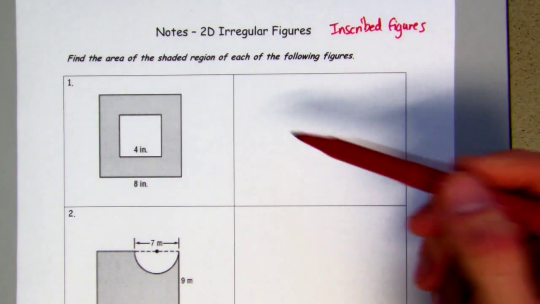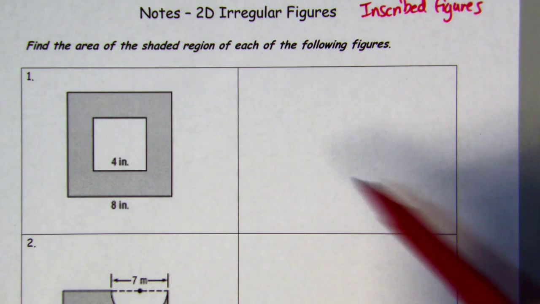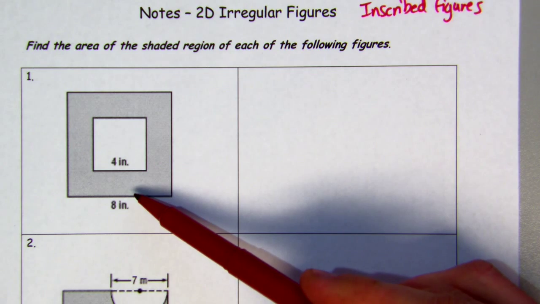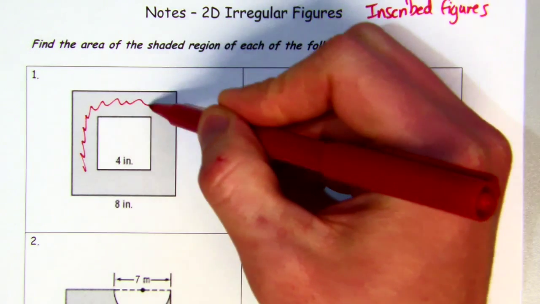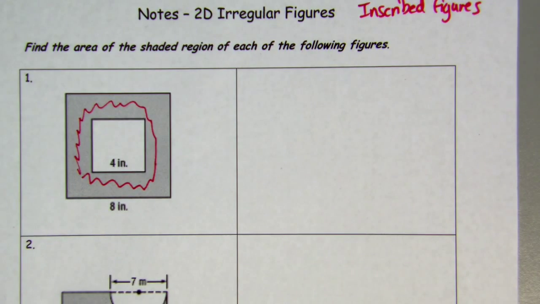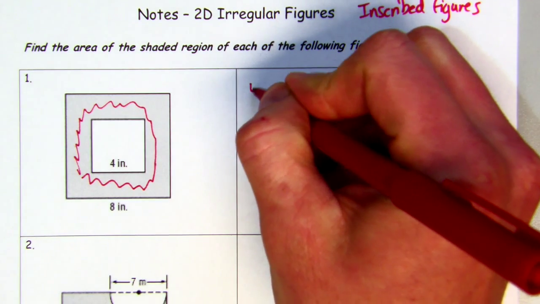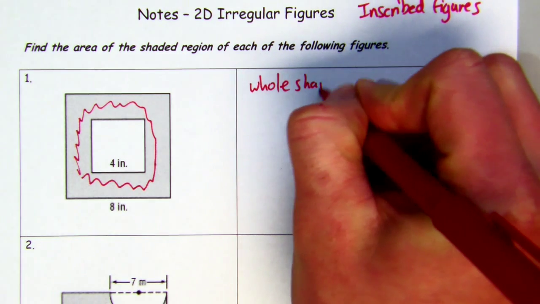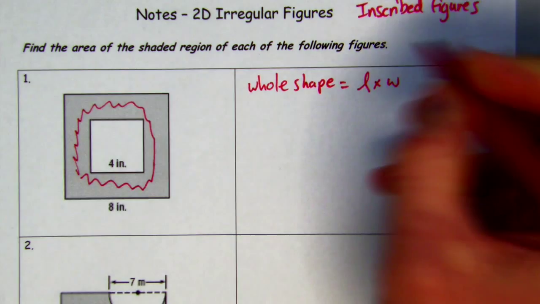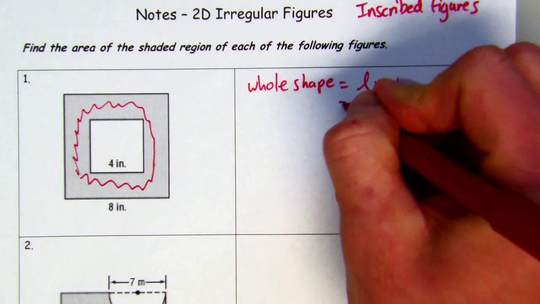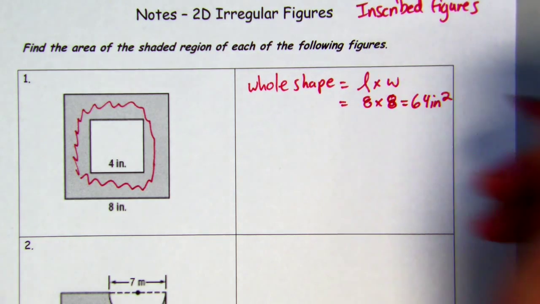Okay. So if I look at my first one here, I notice that I have two squares. The one on the inside is not shaded, the one on the outside is shaded. So it's kind of like a picture frame. So basically when I find the shaded region, I'm looking for this region right here that's all around. Now to do that, I'm going to figure out what my total area is. So we're going to say a whole shape. And I'm going to use a simple length times width to figure that out. In this case it is 8 times 8, giving me 64 square inches.